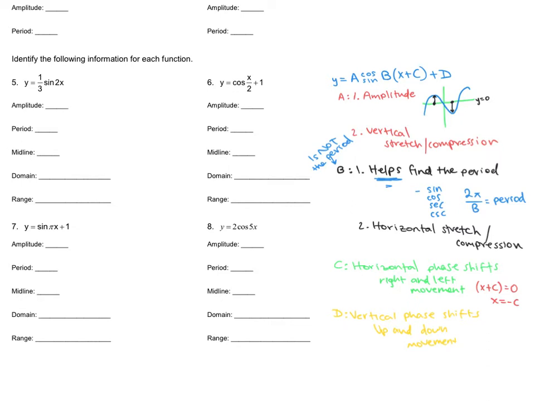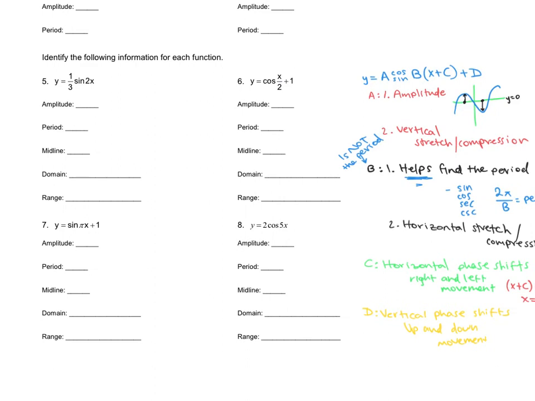And the d value is just straight. There's no tricky stuff there. It's just if it's positive d value, it's up. If it's negative d value, it's down. So that's just a quick refresher that we just went over. So let's look at some of these practice problems.